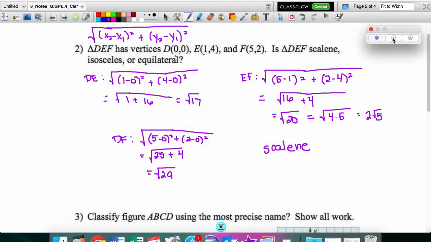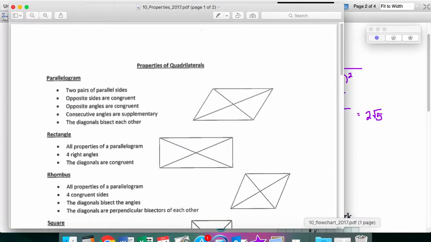Now that we've classified our triangles, we're going to move on to our quadrilaterals. We're going to classify our quadrilaterals as one of 6 quadrilaterals which we've talked about a lot this year. Before I begin, I want to talk about the properties of quadrilaterals. You should have a piece of paper that looks something like this. It gives a summary of all of the properties of quadrilaterals.